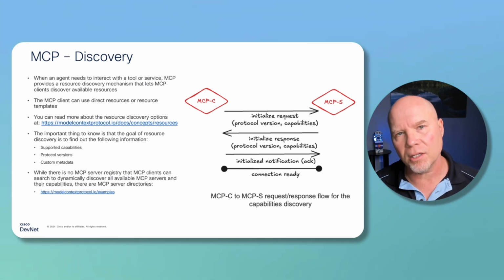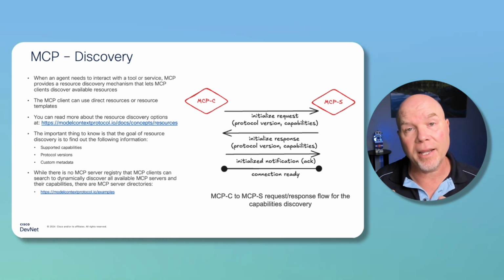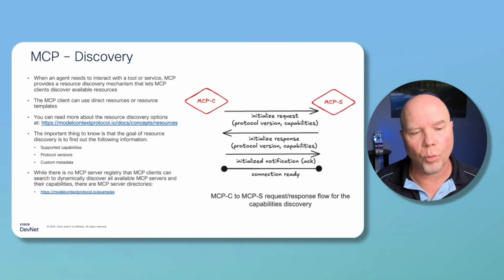So when we say discovery around resources with MCP, it's really around three things specifically. It is the discovery of the server's supported capabilities, any kind of protocol versions, which today is the same protocol version for both client and server, and any custom metadata that may be unique to the server that we're interacting with. So let's take a look at this.